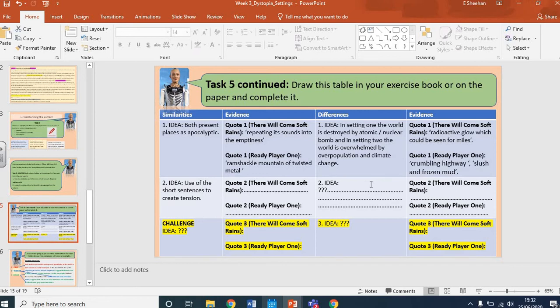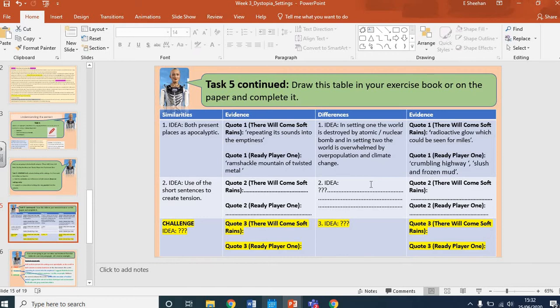So you might want to look at the fact that one of the settings is predominantly in a home environment, whereas the other one is very much in the outside world. And you could choose 2 quotes for that.